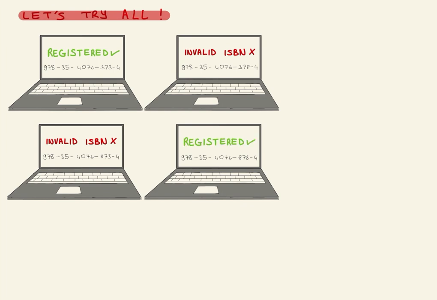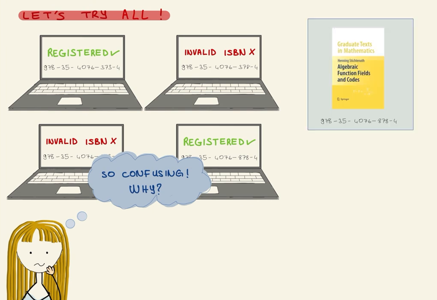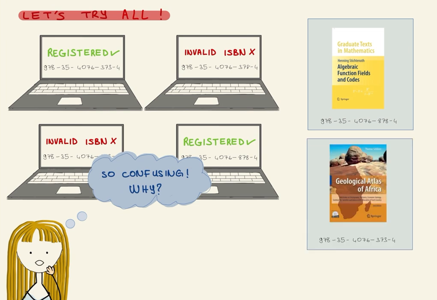But this is so confusing, says Marta, and wonders why. Because Marta, as you may remember, there is this book with 8's in both positions. Algebraic Function Fields and Codes. But there is also this other book, Geological Atlas of Africa, if you type 3's in both positions. Are you even more shocked?